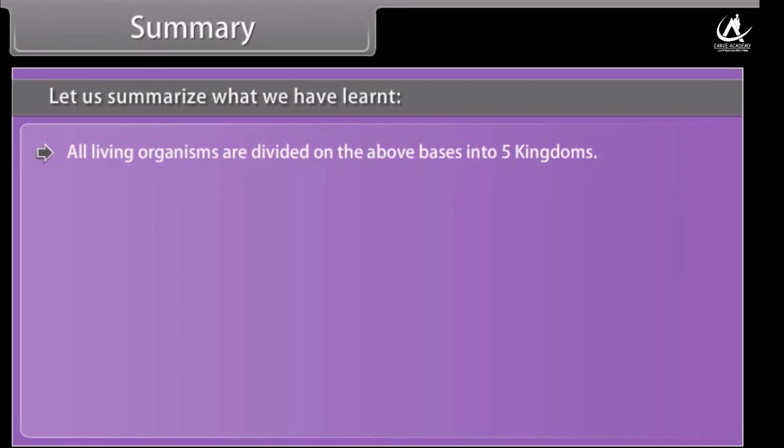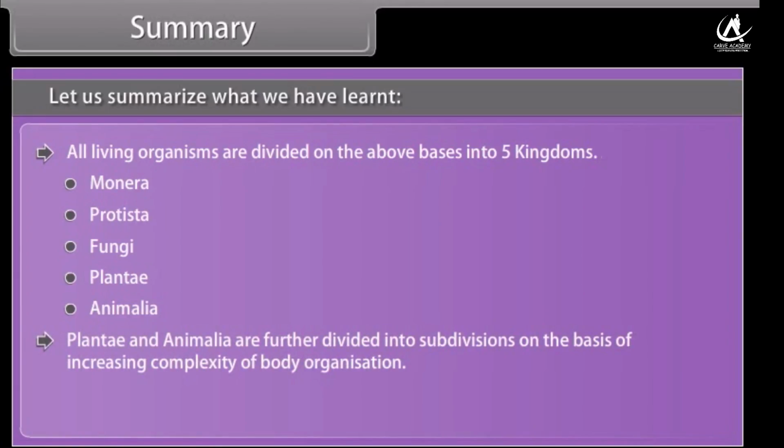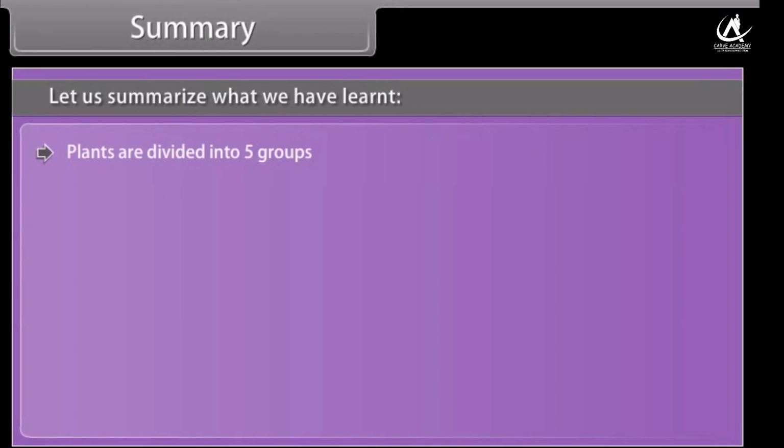All living organisms are divided on the above basis into 5 kingdoms: Monera, Protista, Fungi, Plantae, and Animalia. Plantae and Animalia are further divided into subdivisions on the basis of increasing complexity of body organization. Plants are divided into 5 groups: Thallophytes, Bryophytes, Pteridophytes, Gymnosperms, Angiosperms.